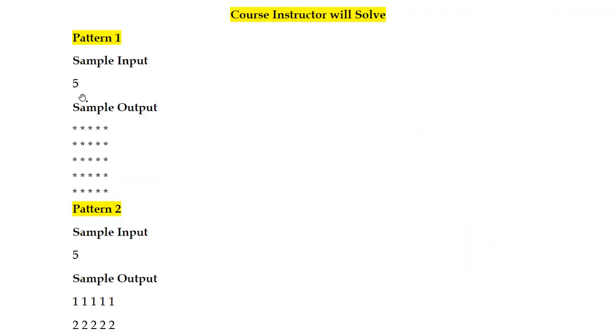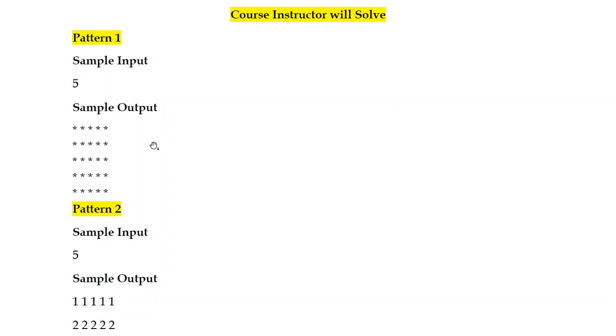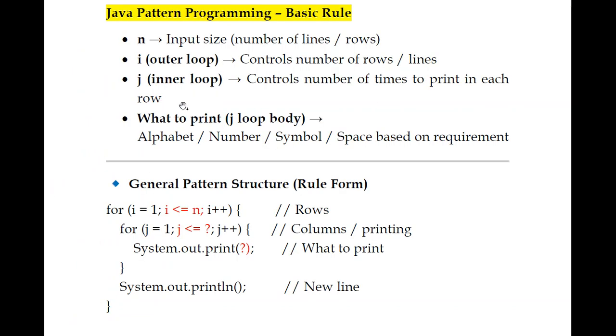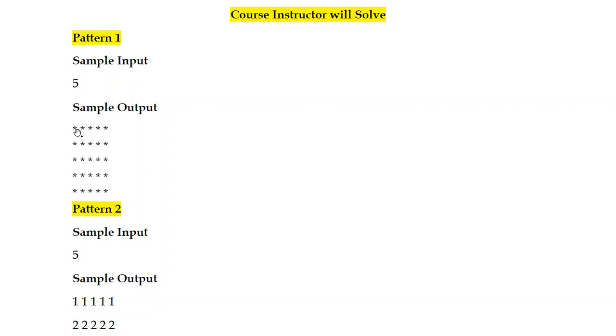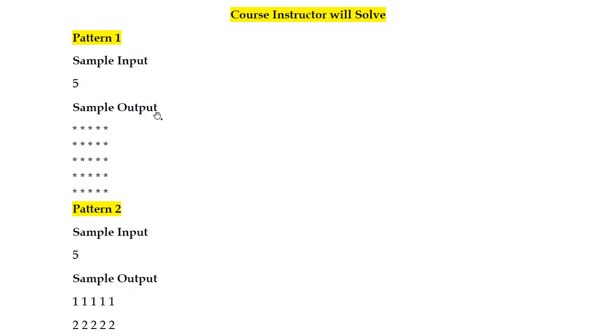Next, i, the outer loop. You ordered, I need five stars, five lines. You decided, you provided, but who is going to implement that? That is done by the i variable, the outer loop. So first line, second line, third line, fourth line, fifth line, horizontal. Next, in each and every line, how many times are you going to print it? That is decided by the j loop, the inner loop. It controls the number of times to print in each row.